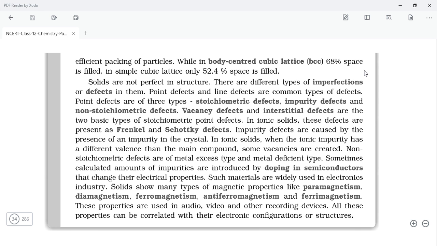Solids show many types of magnetic properties like paramagnetism, diamagnetism, ferromagnetism, antiferromagnetism, and ferrimagnetism. These properties are used in audio, video, and other recording devices. All these properties can be correlated with their electronic configurations or structures.